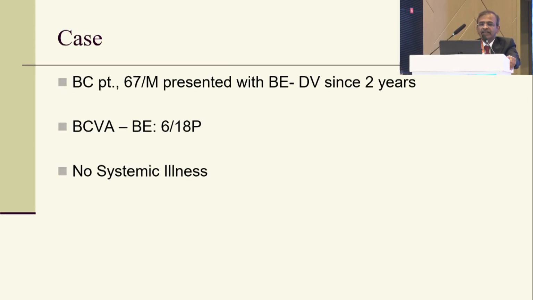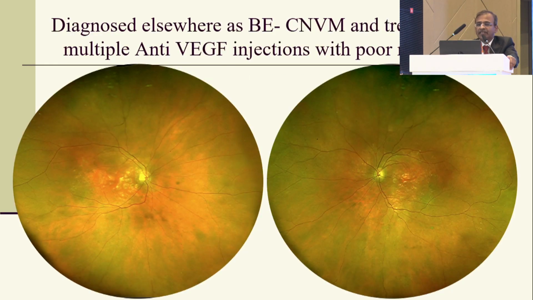So we'll just look at a case where a 67-year-old presented with diminished vision in both eyes for 2 years. His vision in both eyes was 6/18. There was no systemic illness. This was his clinical picture. He was diagnosed elsewhere to have CNVM in both eyes and treated with multiple anti-VEGF injections with poor response.